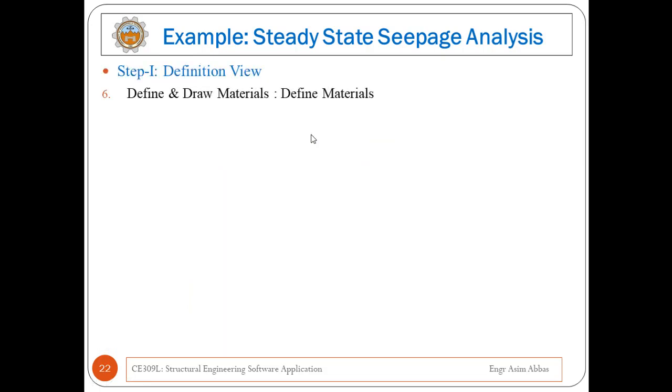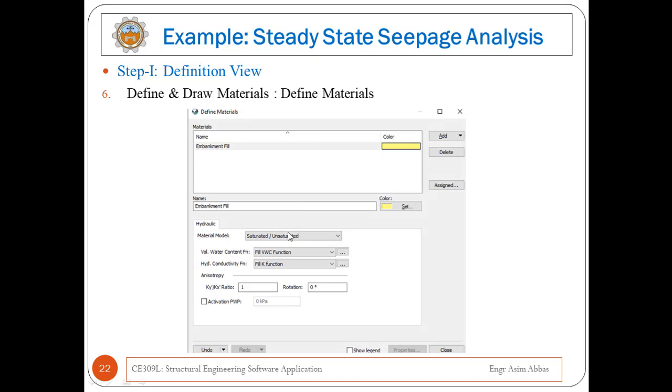Once both functions are defined, then we will choose the volumetric content function from here, and similarly we will choose the hydraulic conductivity function that we have defined. Okay, both functions are defined here. Similarly, if the material is anisotropic, we can enter the Poisson ratio, that is the Ky by Kx ratio. So we will enter any value. If it is isotropic, we will enter one value, right?